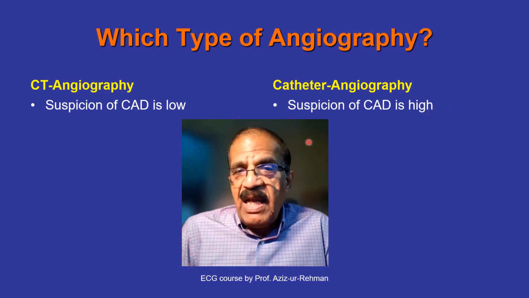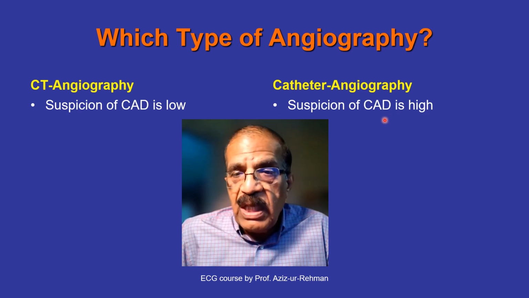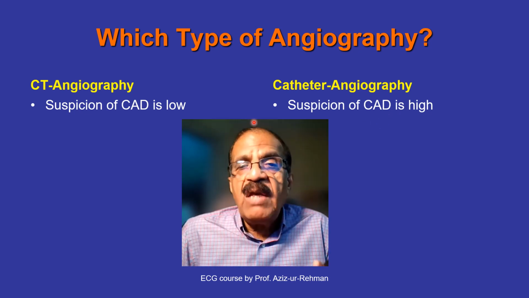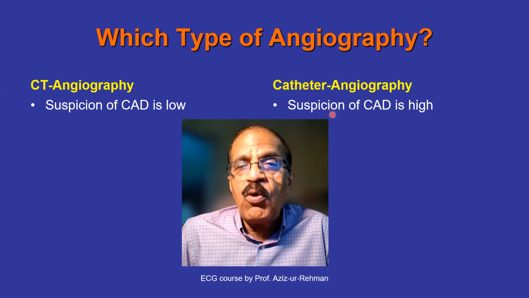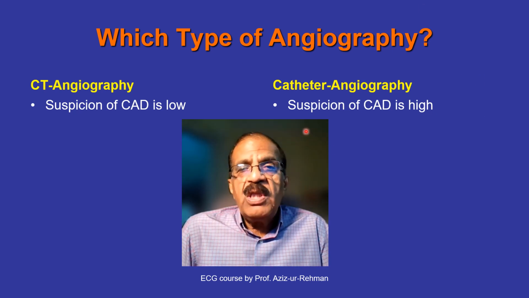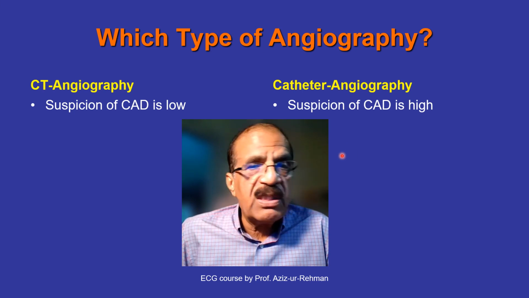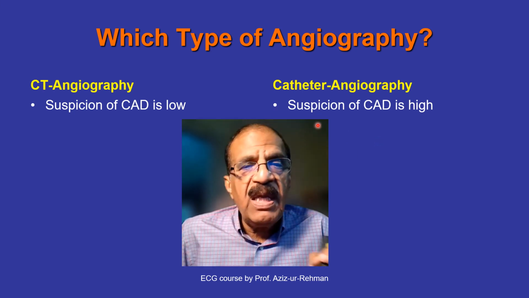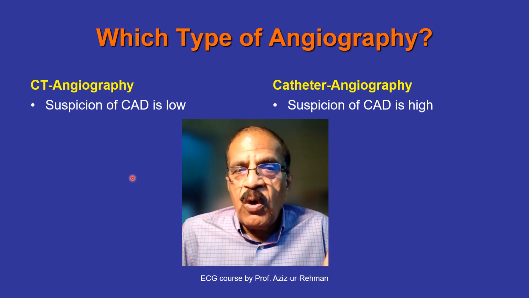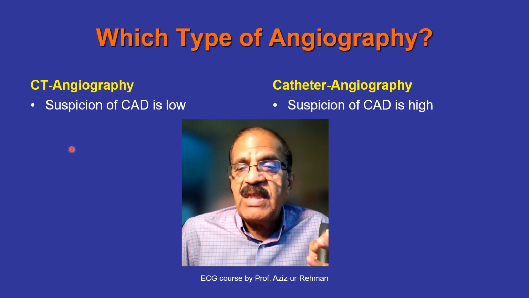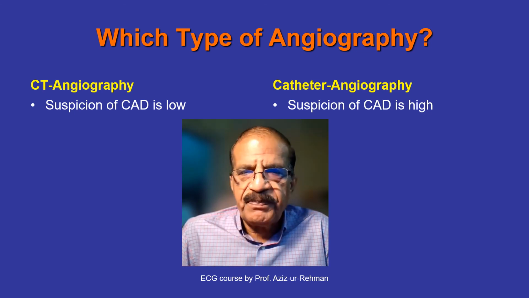But if the baseline suspicion of coronary artery disease was high, then we already knew that this patient would need angioplasty. So I think we should not waste money and time going for CT angiography. We should go straight for catheter angiography. So this is your clinical judgment. If suspicion of actual coronary artery disease is high, go for catheter angiography. If the suspicion is low, you can go for CT angiography. But the patient must know that if you go for CT angiography and it is abnormal, most probably the patient will also have to undergo catheter angiography.